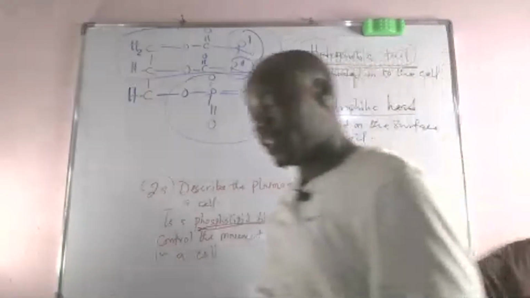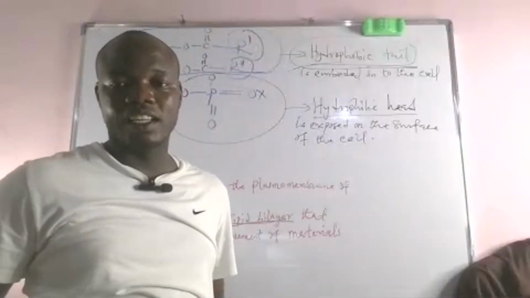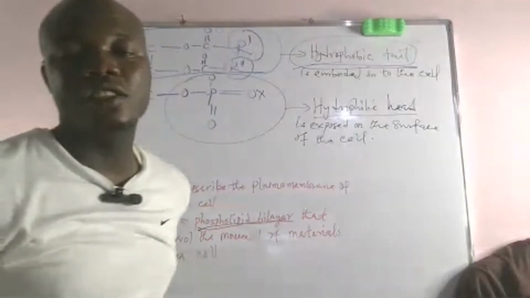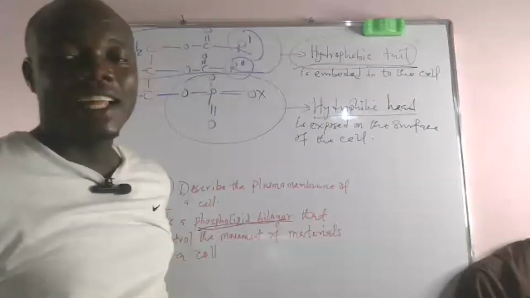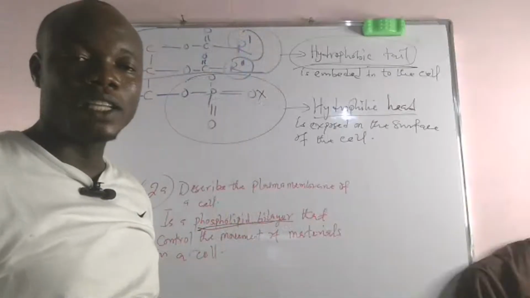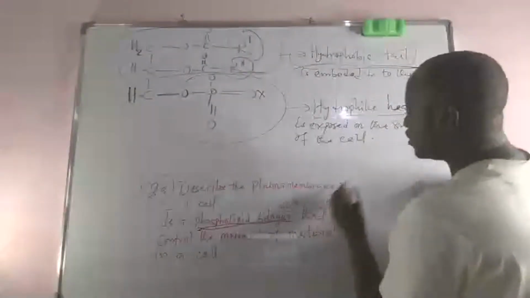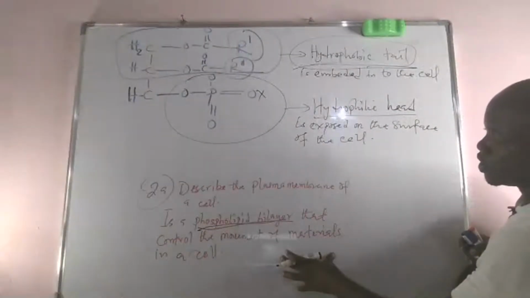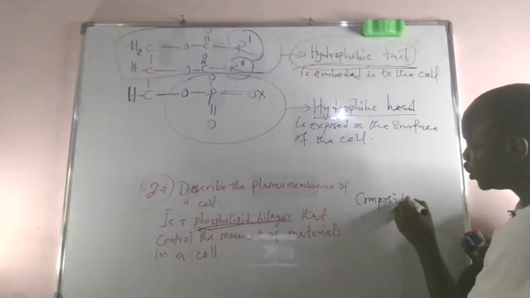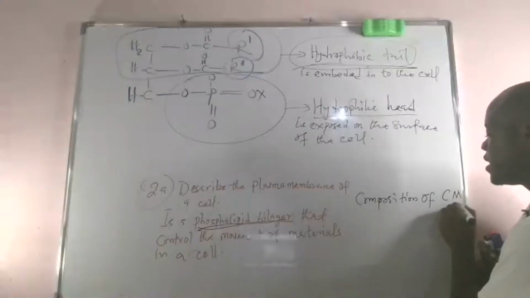So this is how you can describe the cell membrane. Yes, it is a double layer. That is why it is called bilayer. So now, the next thing after this description, what next? Then you can now state the composition of the cell membrane. After you finish with this, you now come with the composition.